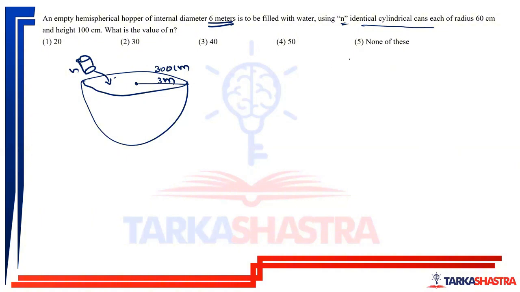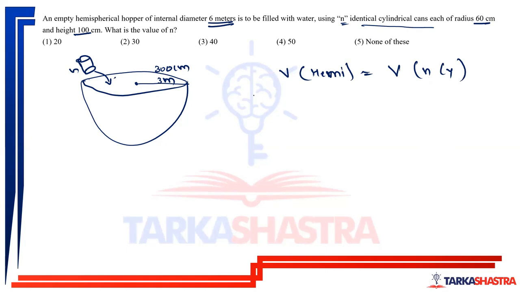Okay, radius and height of the cylinder are given to us. Now volume of this hemispherical hopper should be equal to volume of n cylinders. Volume of the hemispherical hopper should be equal to volume of n cylinders. What is the value of n?